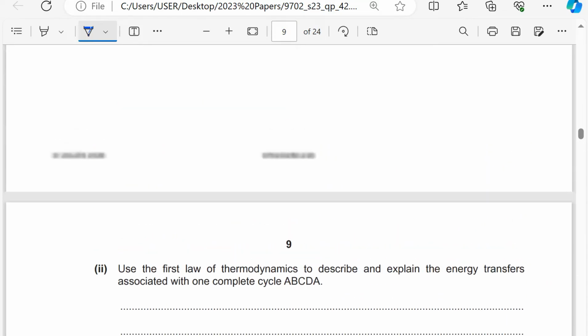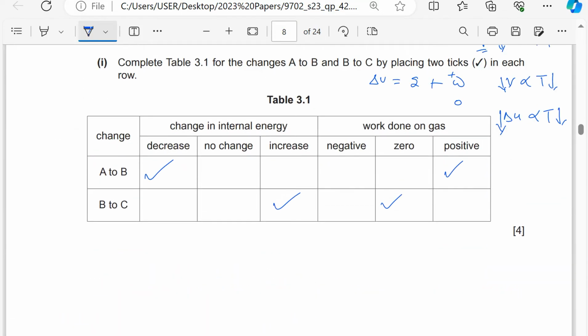Hope I didn't miss anything in the table. No. First row, change in internal energy decreases. Work done positive. Okay.